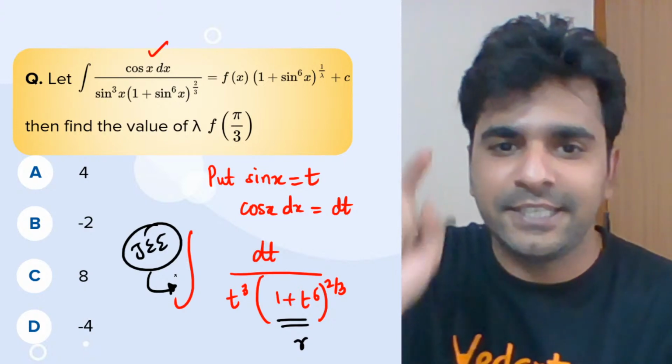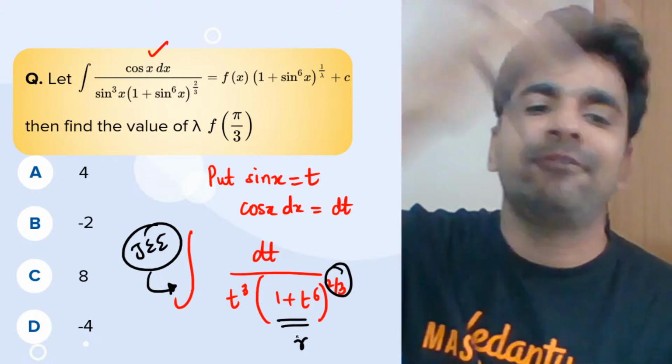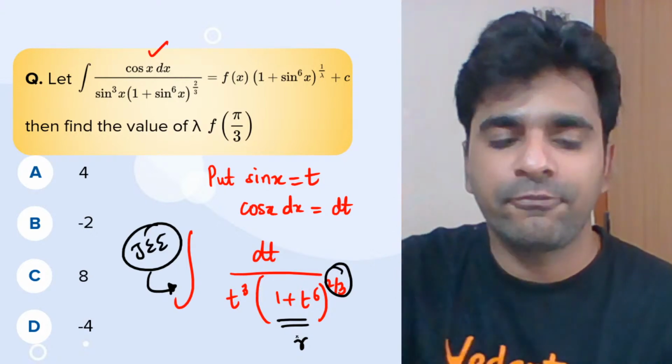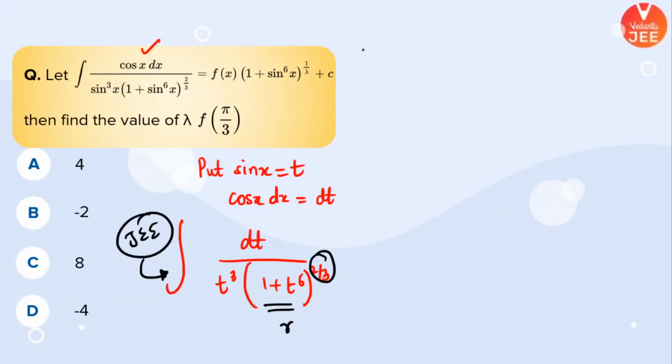If you take whatever is written inside this 2 by 3 power as R, its differentiation you have to create outside of this term. That means you have to do it something like this. I will tell you. If you take something common out of this particular term, such that the differentiation of 1 plus t to the power 6 is written outside, then you have moved a step closer towards your question.